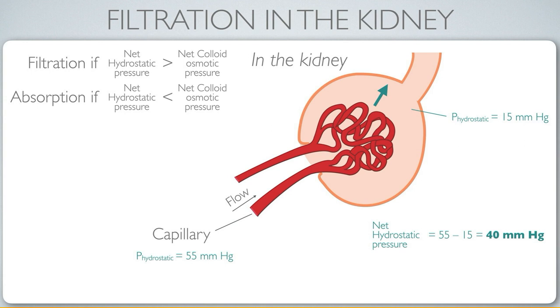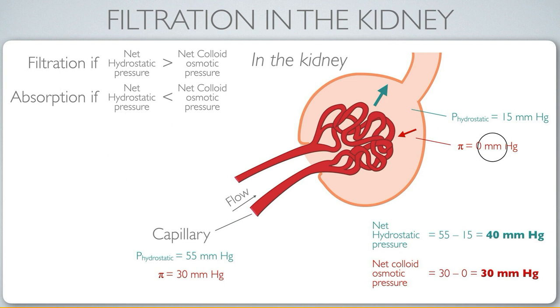Filtration is, of course, resisted by the colloid osmotic pressure. And the filtrate in this space around the capillaries, we're going to round it down to having, well, there are no large proteins, and so it has a zero colloid osmotic pressure, whereas the blood, of course, with all of those large proteins, has a non-zero, or 30 millimeters of mercury, colloid osmotic pressure. The difference between the two is therefore 30, and we can see that 30 is less than the net hydrostatic pressure, so filtration is favored, and that produces a filtrate.